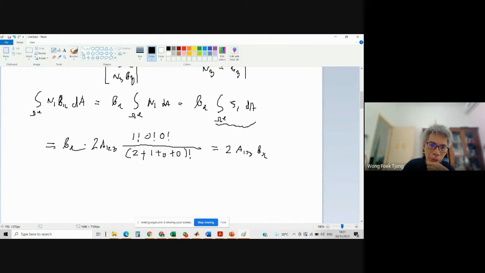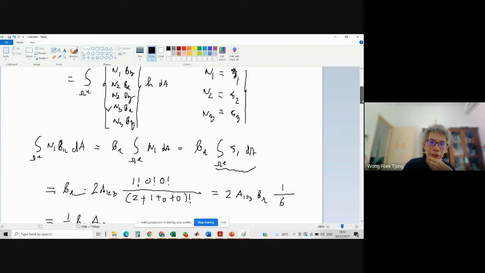0 factorial is 1, right? So that's 1. This is 3 factorial. 3 factorial is 3 times 2 is 6. So that's 1/3 Bx times the area 1, 2, 3. Okay.